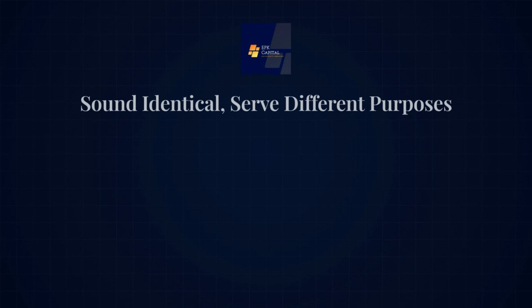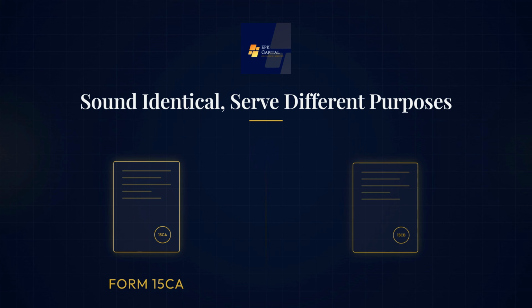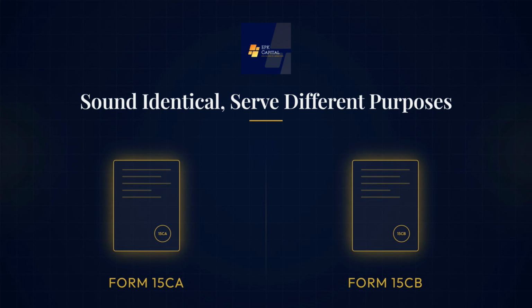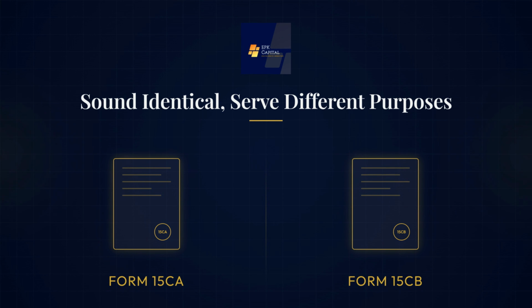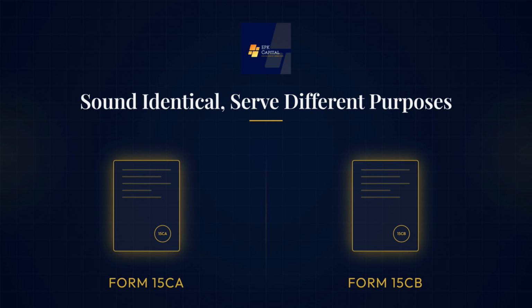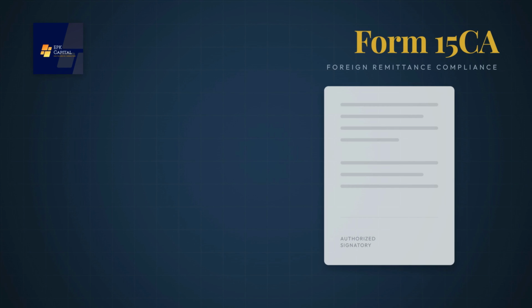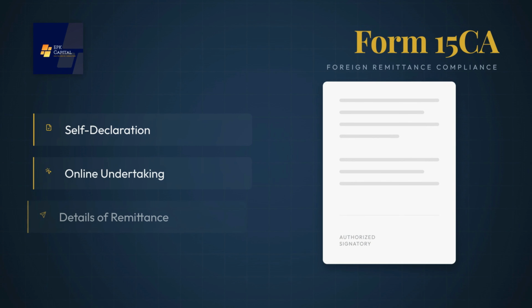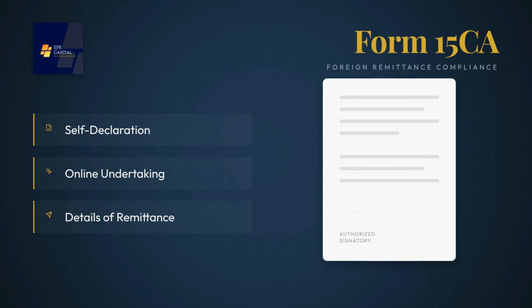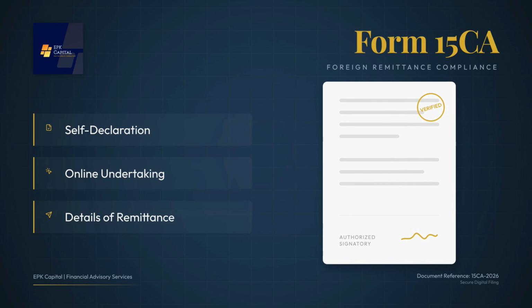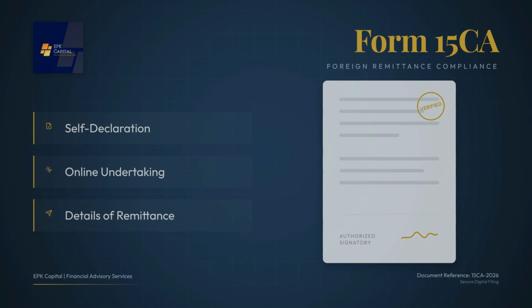To master this process, you first need to understand the distinct roles these two forms play. They sound almost identical, but they serve completely different purposes in the eyes of the tax department and your bank. Think of Form 15CA as your personal declaration to the tax authorities. It is an online undertaking filed by you, the remitter, stating who you are sending money to, why, and whether the required tax has been deducted.